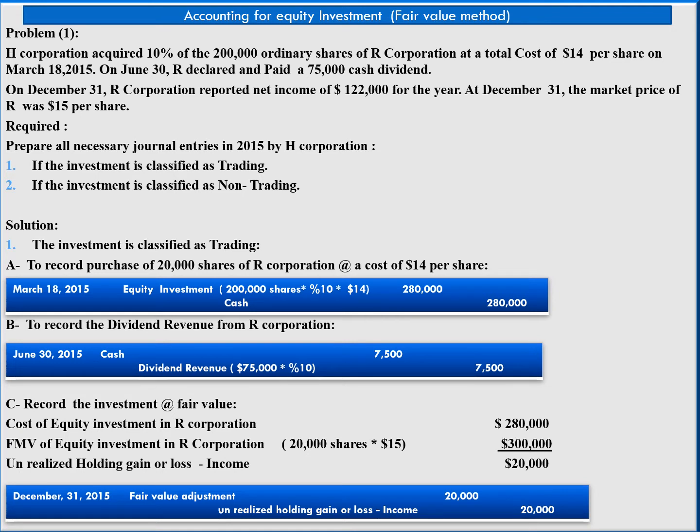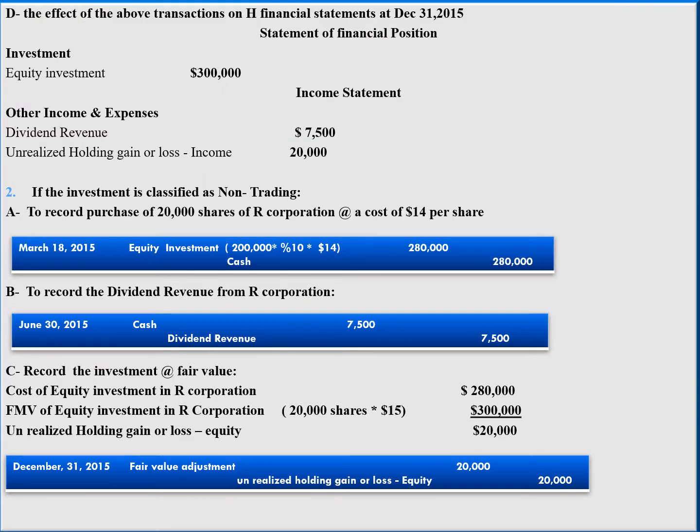يعني يا شباب the increase in the equity investment is recorded by debiting fair value adjustment. يبقى الانتري بتاعتي تبقى شبه ايه؟ Fair value adjustment in the debit side, which represents the increase in the value of the asset or the equity investment. Credit side, unrealized holding gain $20,000.